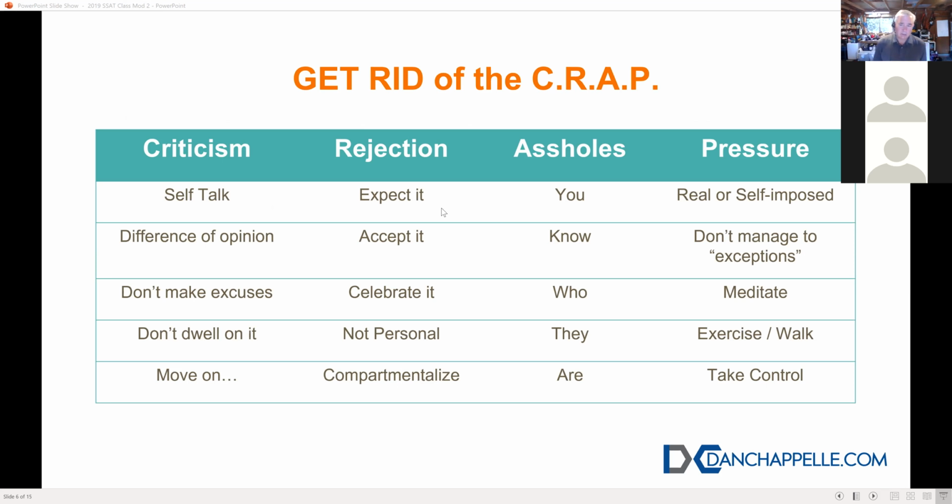Pressure is a big one because it can be real and it can be self-imposed. Now, an example of real pressure is deadlines, and there's not a lot of deadlines in this world that are literally set in stone. However, those that are computer generated, like options and final payments and things like that, you don't have a lot of input on.